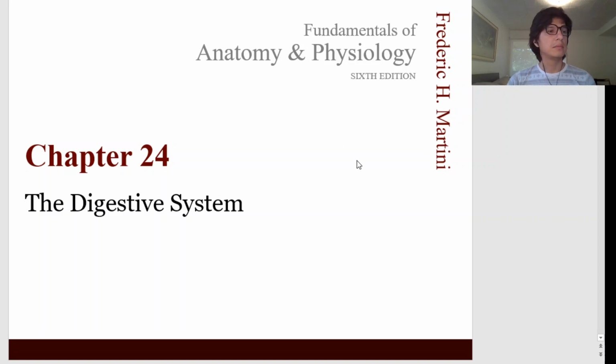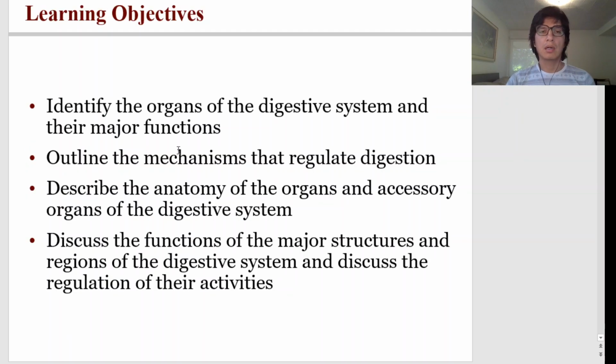Hi, today we're going to go over chapter 24 from Frederick H. Martini, the digestive system. Our goals are to identify the major organs of the digestive system and their function.